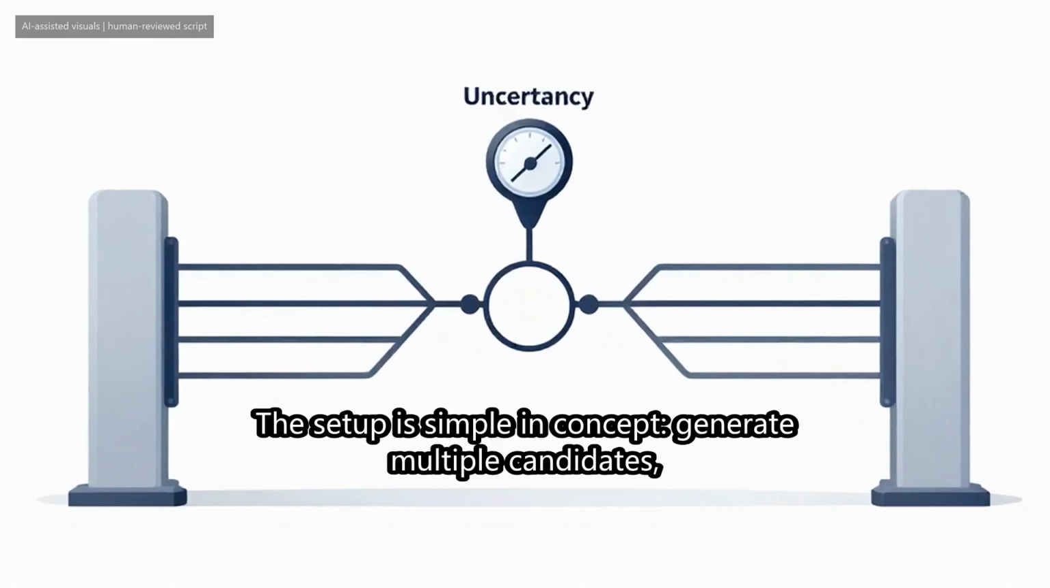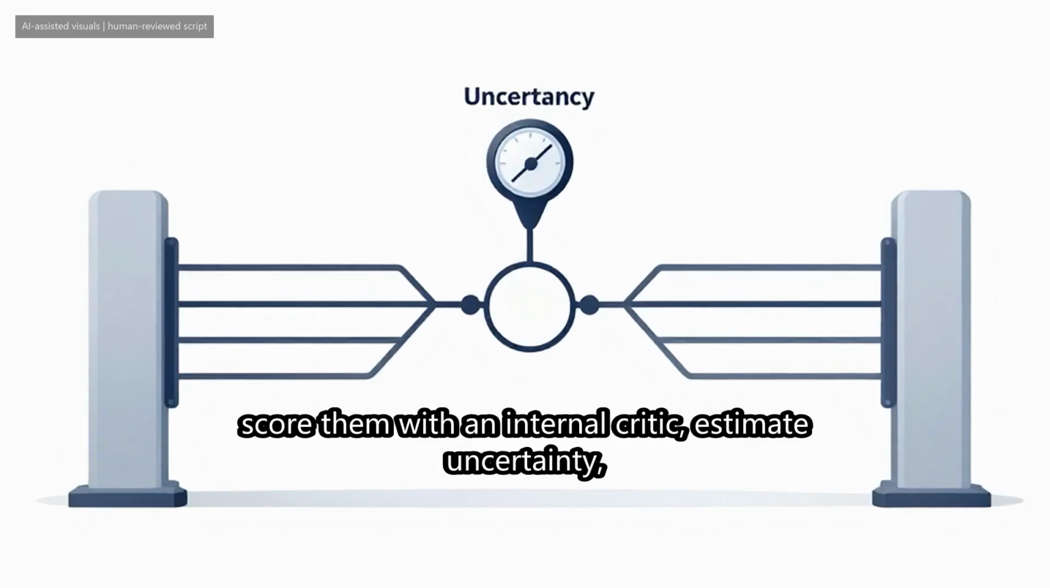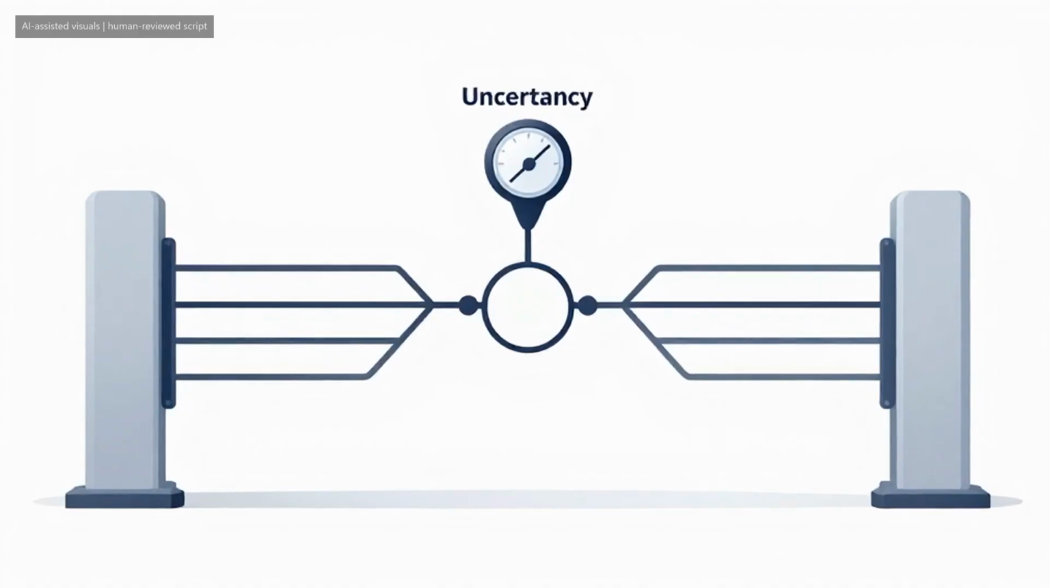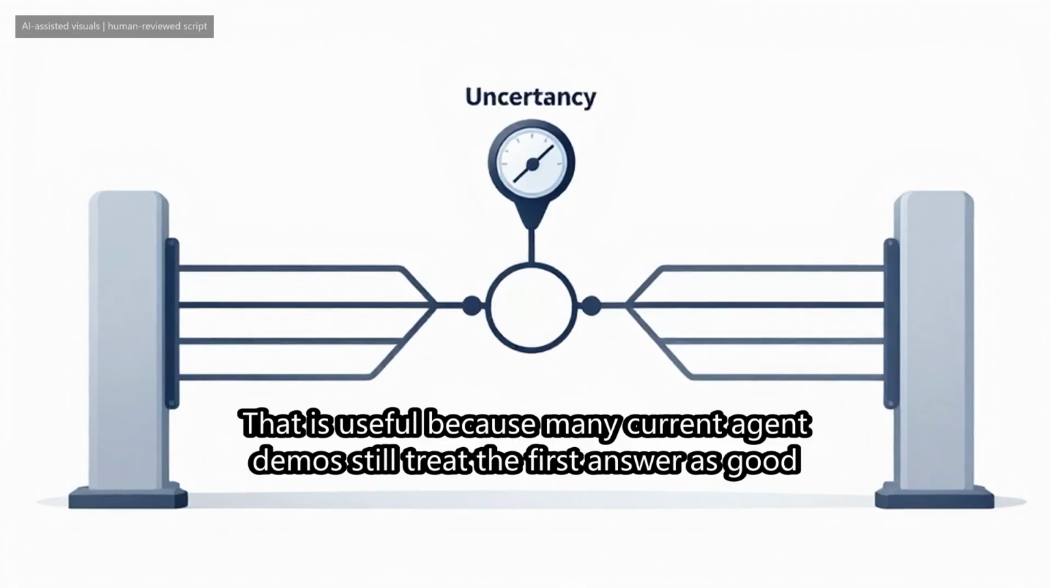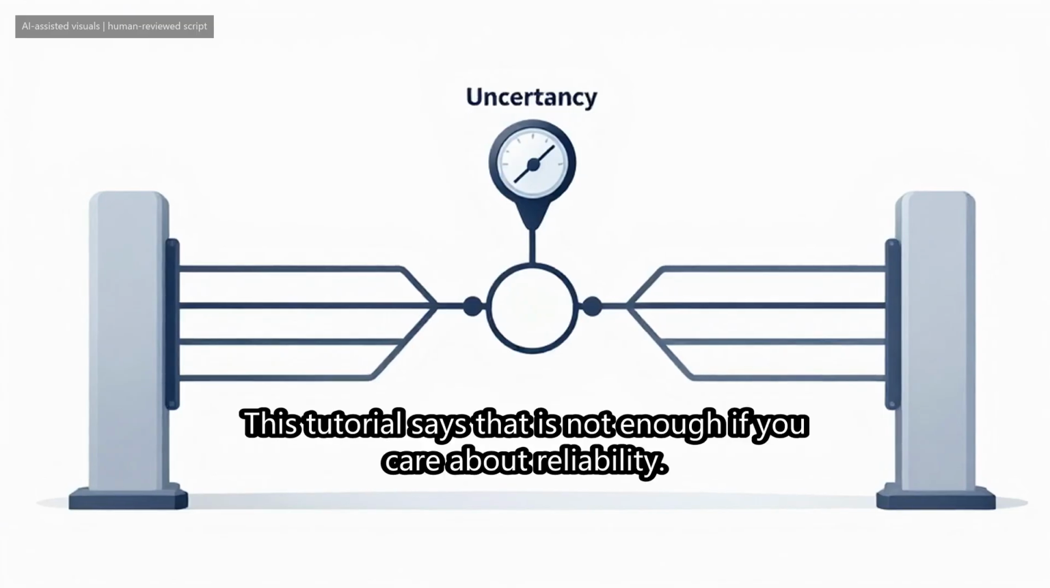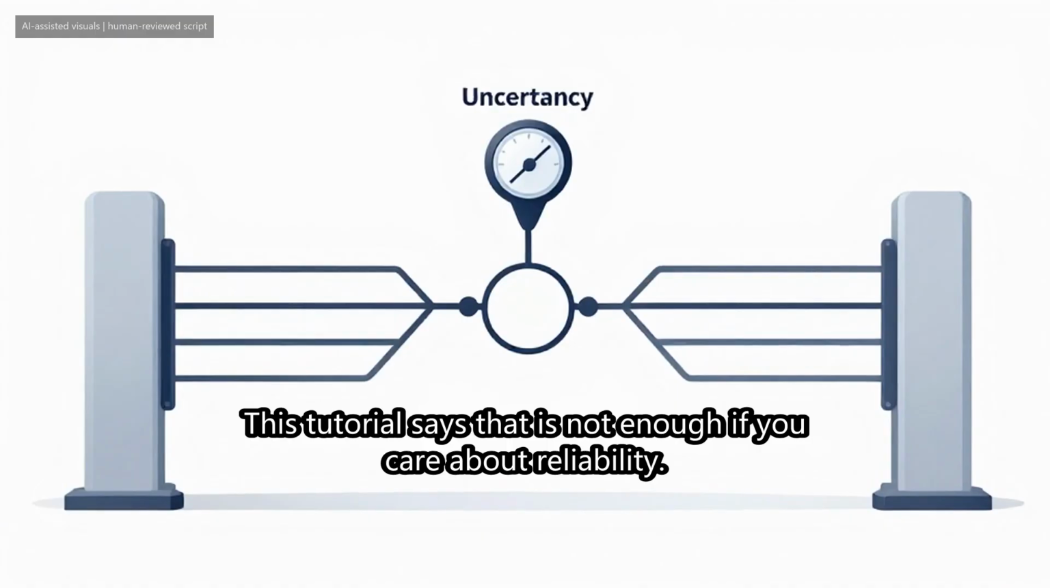The setup is simple in concept: generate multiple candidates, score them with an internal critic, estimate uncertainty, and choose a response with a risk-aware policy. That is useful because many current agent demos still treat the first answer as good enough. This tutorial says that is not enough if you care about reliability.